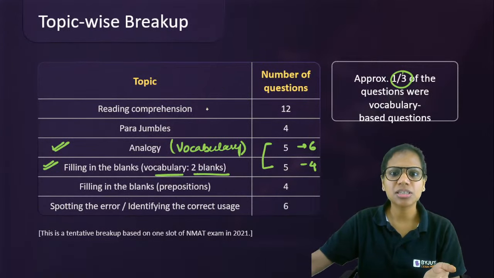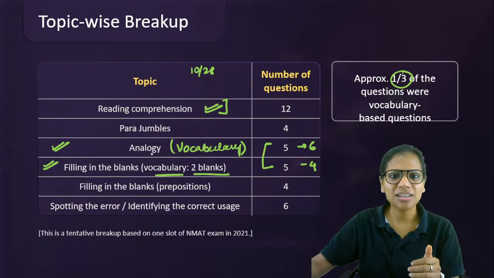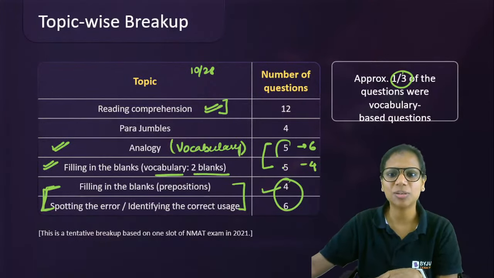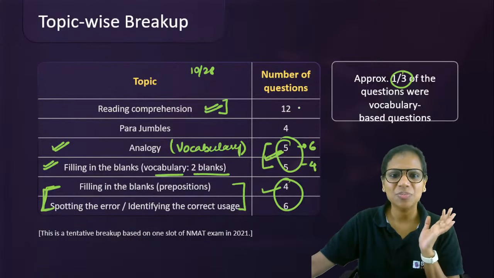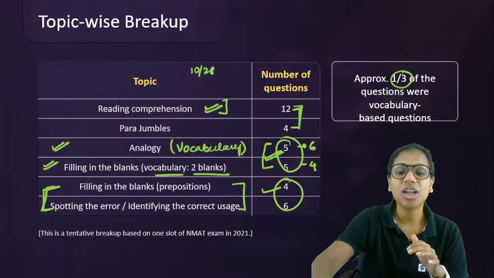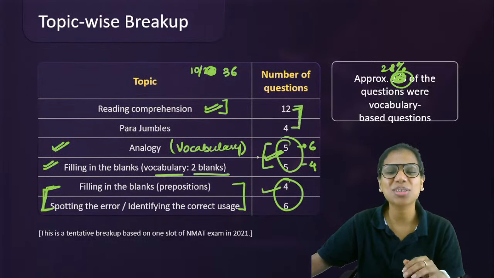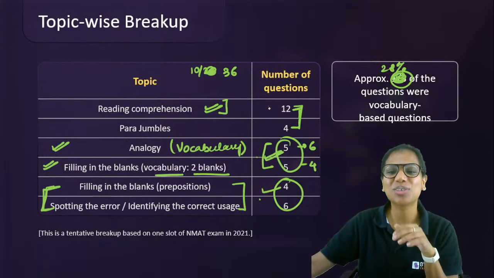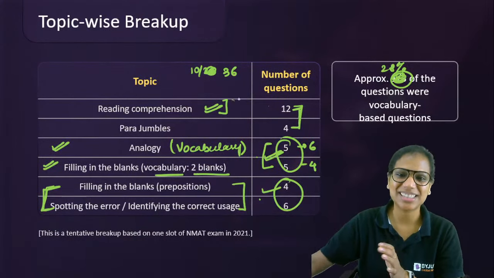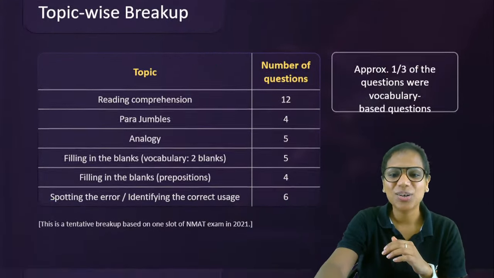This is 12 out of 28 for RC. Your vocabulary is 10 out of 28. The remaining portion is grammar, again 10 out of 28. So approximately one-third each, and the remaining is covered by your RCs and logic. Sorry, it is 10 out of 36 questions, so this becomes approximately 28%. So approximately 30%, and the remaining 40% will be from RCs and parajumbles. Sorry, I just took the minutes to be the questions.